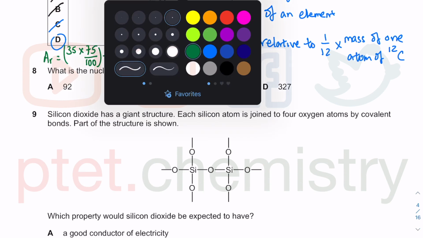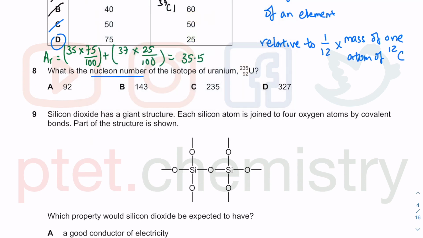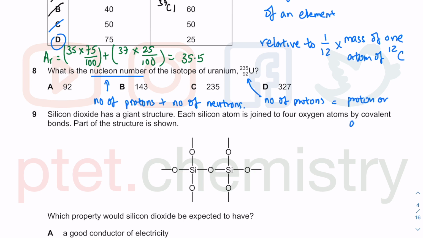Question number 8. What is the nucleon number? In the syllabus, the nucleon number is the number of protons plus the number of neutrons. In the international standard notation, which is not the middle one like in the periodic table, we have the smaller number at the bottom. This smaller number at the bottom is the atomic number, which tells you the number of protons.